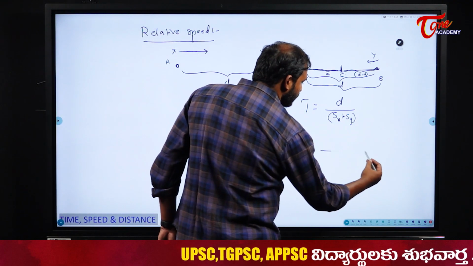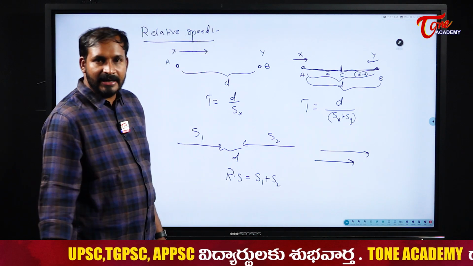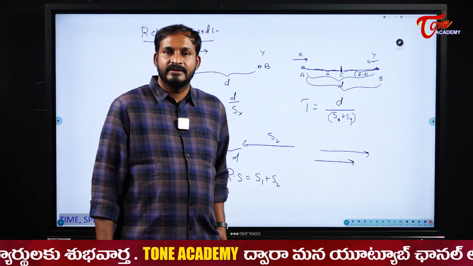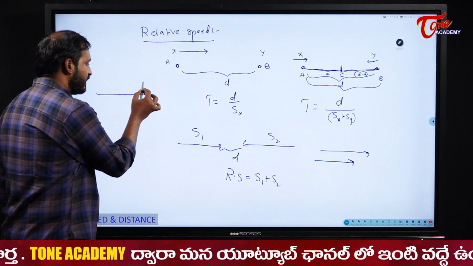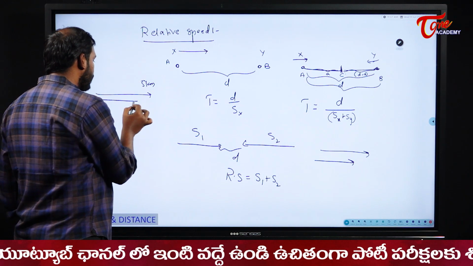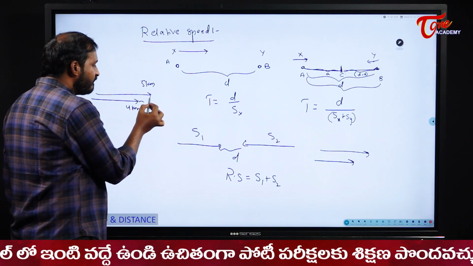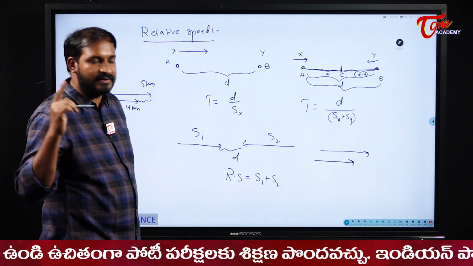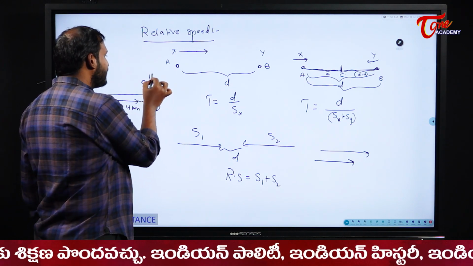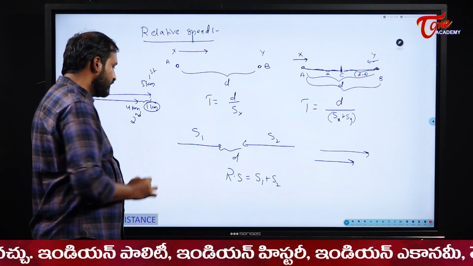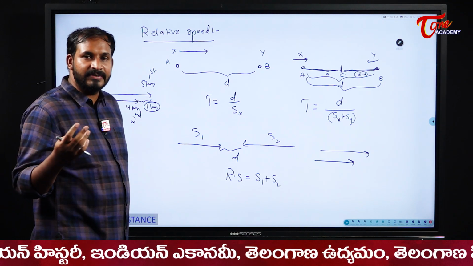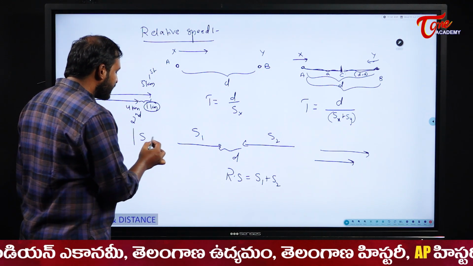And similarly, if two persons are moving in the same direction, what will be the relative speed, students? Tell me. For example, one person covers 5 kilometers and the other person covers 4 kilometers every hour. So in every 1 hour, the distance difference between them will become 1 kilometer. Why? Because every 1 hour, the first person will travel 1 kilometer more than the second person. And when it comes to the second hour, the difference between them is 2 kilometers. So here the relative speed will be modulus of S1 minus S2.